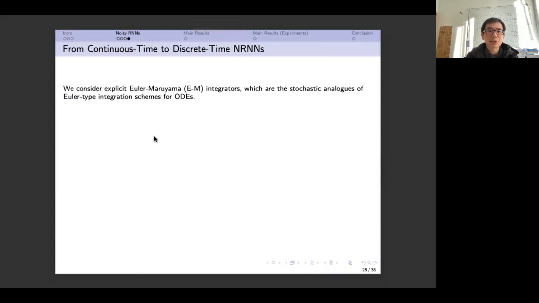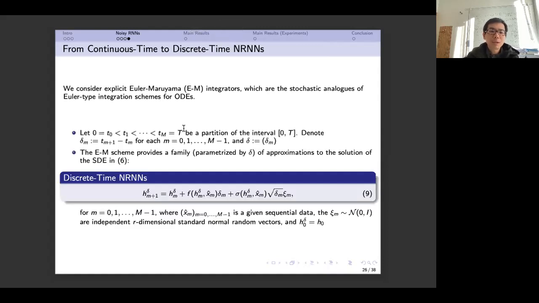Now, there's also a choice that we need to make when we discretize the SDE. We consider the explicit Euler-Maruyama integrator, which we can think of as a stochastic analog of the Euler-type integration scheme for ordinary differential equations. This results in the equations in 9, and we are going to call this discrete-time noisy recurrent neural networks.